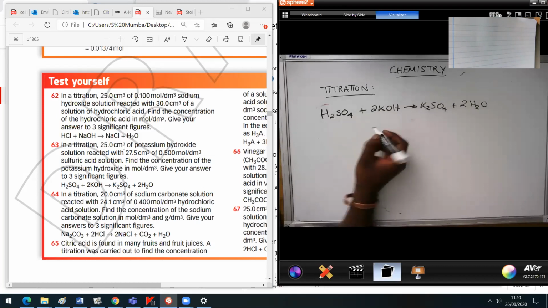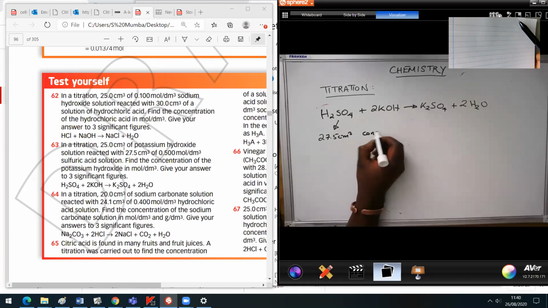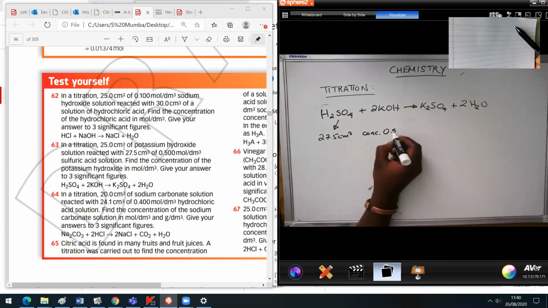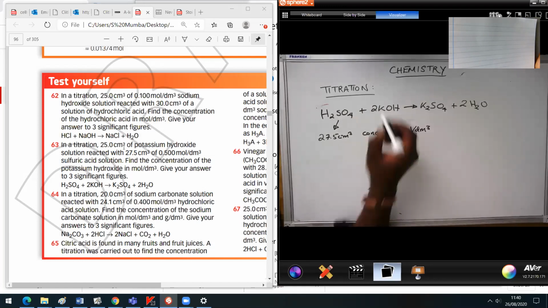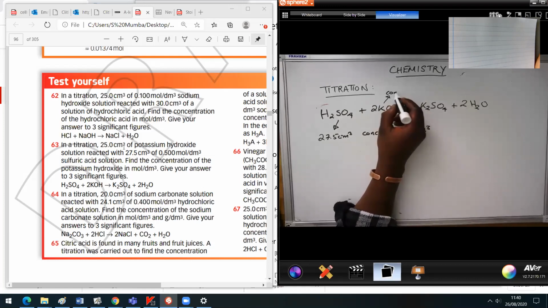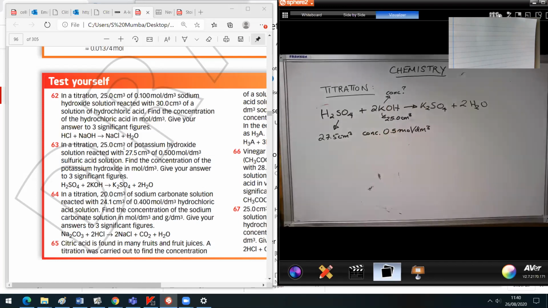Now, what are we told? We are told we're given this here. They've given us some values of concentration and volume. We know the volume is 27.5 centimeter cubed, and we know that the concentration is 0.5 moles per decimeter cubed. And they've asked us to work out the concentration of this guy here. Do we know the volume that was used? Yes, the volume apparently is 25.0 centimeter cubed. So far, so good? Yeah. All right, great stuff.